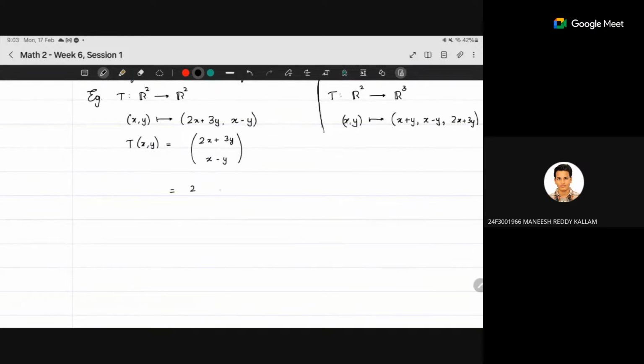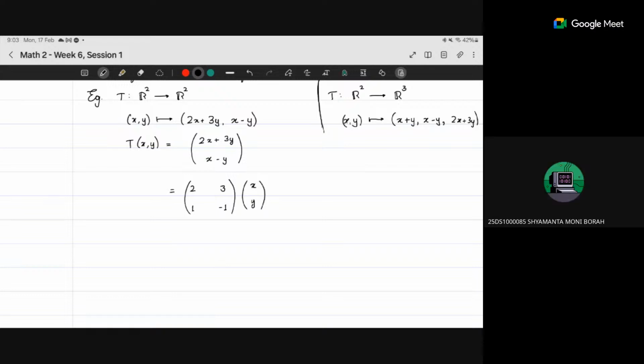If I have, let's say, 2, 3, I don't think it will be 2, 3. It will be, yeah, I think it will be 2, 3. Yeah, this is fine. Consider this matrix and multiply it with xy. What do you get?